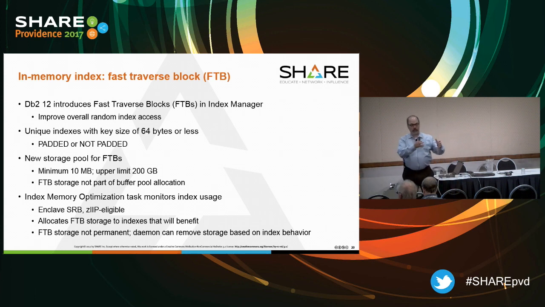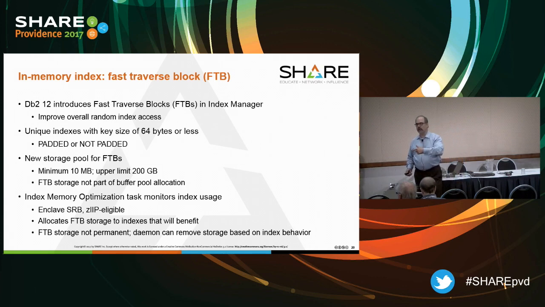The FTB is outside of the buffer pool, so it's additional memory. So we're trading off memory for performance here. And how Db2 determines that the index is a good candidate is that there's a task out there, right? That's sometimes called a daemon, but the task is an enclave SRB, so it's zIIP eligible, and it's running under control of Index Manager, and it's going out and monitoring how you're using the indexes.